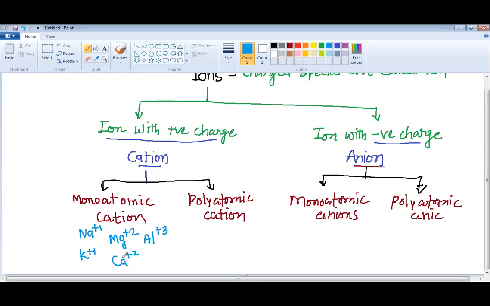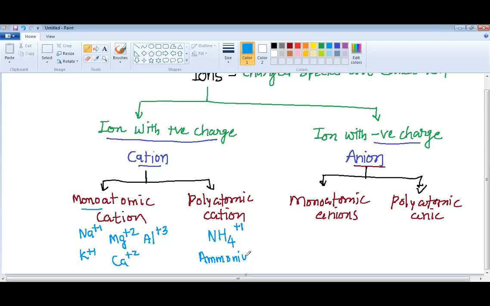So these are the ions which are made up of a monoatom, that is a single atom, and they have positive charge, so they are known as monoatomic cations. Same way, polyatomic cation has only one example, and that example for polyatomic cation is NH4 plus 1, which is known as the ammonium ion.